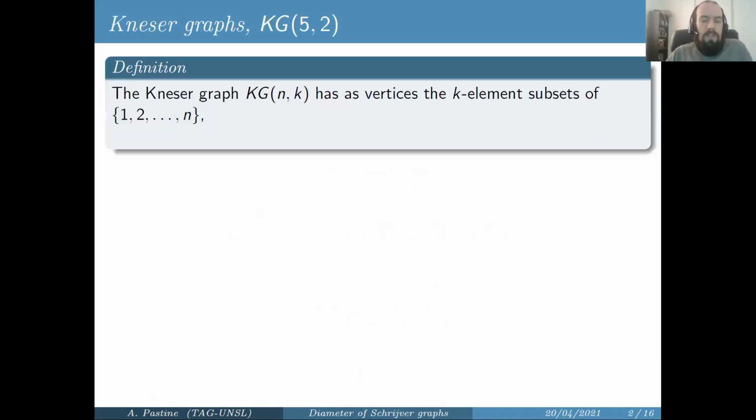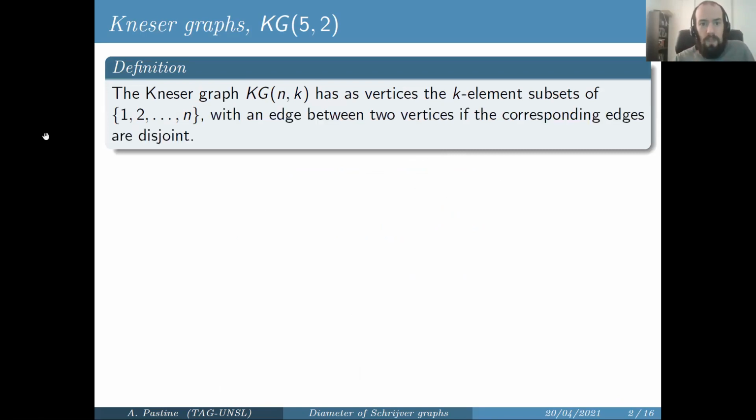There we go. So in order to talk about Schrijver graphs, we need to start with Kneser graphs. The Kneser graph on n and k has as vertices the k-element subsets of a set of n elements. And here we're going to label those elements 1 through n. And an edge between two vertices if the corresponding sets are disjoint.